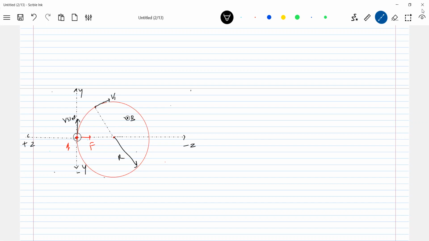This should be the thing. So here, write down like this. So this distance is, so how much angle will it rotate? It will rotate through an angle theta.